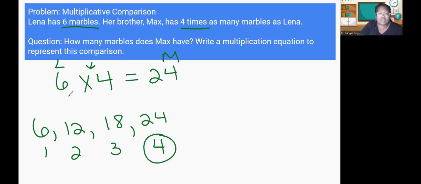Our multiplication equation is 6 times 4 equals 24. We have now represented Lena having 6 marbles and Max having 4 times as many marbles as Lena. And now we know that Max has 24 marbles.